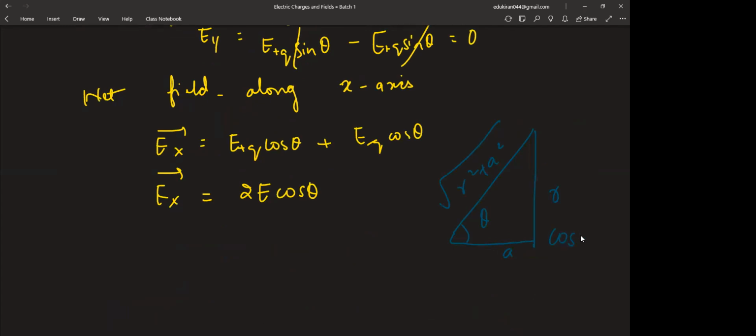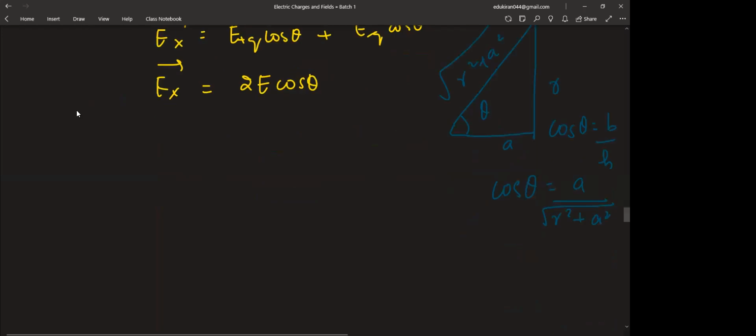So if I am writing cos theta is equal to B by H, here cos theta will be equal to A by H. Hypotenuse is under root R square plus A square, right? Now what will be the value? I have cos theta with me and I have electric field with me.